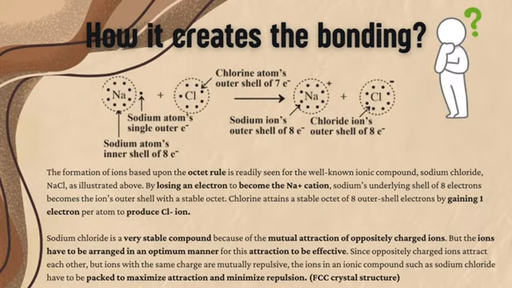Now, how do they create the bonding? The ionic nature of sodium chloride can be explained by the octet rule. Sodium loses an electron, forming a positively charged sodium Na+ ion with a stable octet. Similarly, chlorine gains an electron to become a chloride Cl- ion, also achieving a stable outer shell octet. This ionic bonding leads to a very stable compound where the ions are arranged to maximize attraction and minimize repulsion.